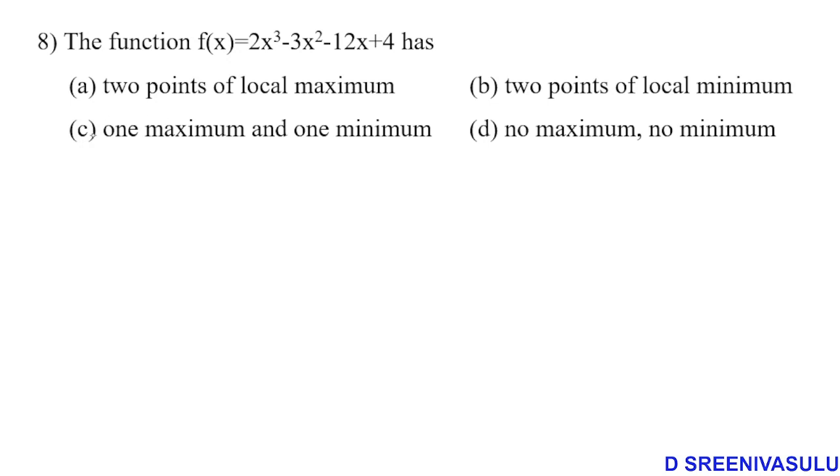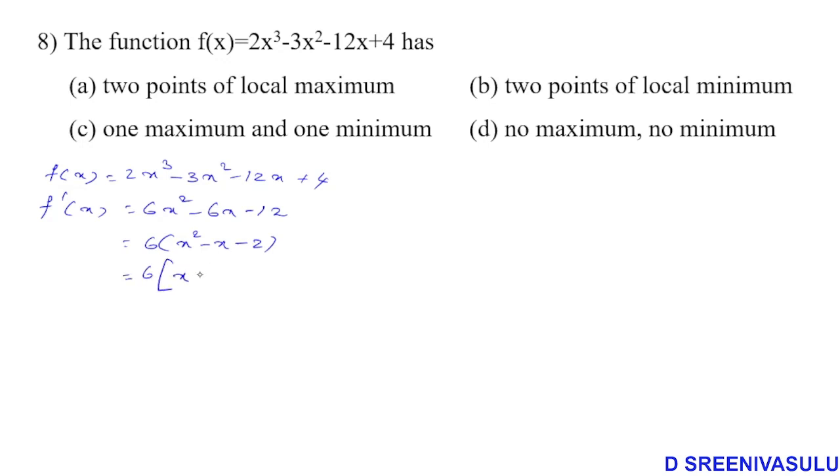The function f of x. What is f of x? 2x cubed minus 3x squared minus 12x plus 4. What is f dash x? F dash x is 6x squared minus 6x minus 12, since the differentiation of 4 is 0. Take 6 common: x squared minus x minus 2. Then splitting the middle term, x squared minus 2x plus x minus 2. Take x common here, x minus 2, plus 1 into x minus 2. Again take x minus 2 common. This is equal to 6 into x plus 1 into x minus 2.